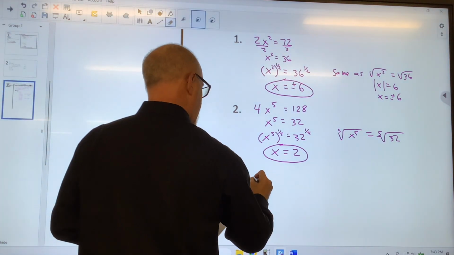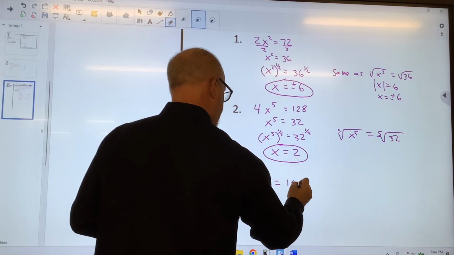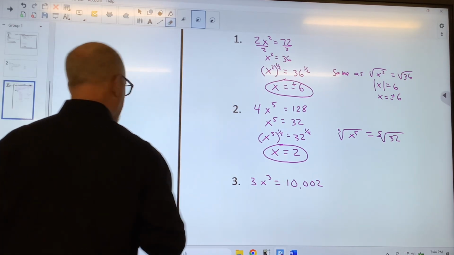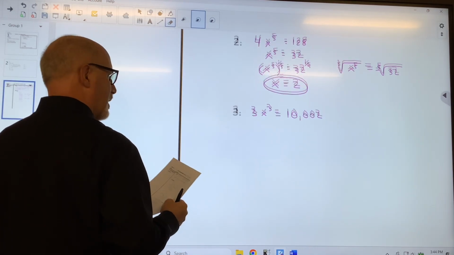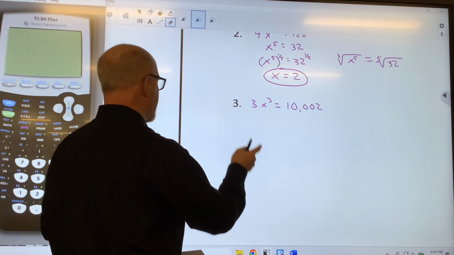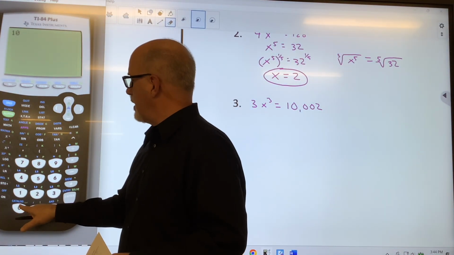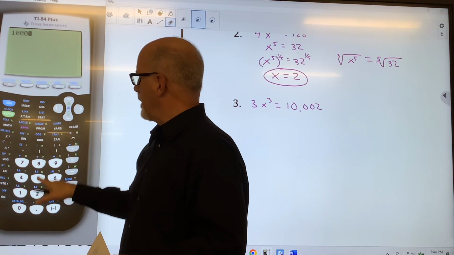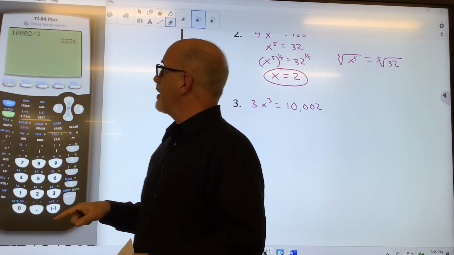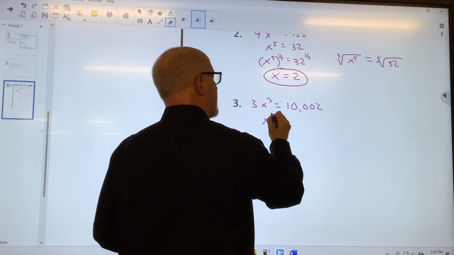All right, our last one here, we're going to have 3x to the 3rd equal to 10,002. On this one, I'm going to be using a calculator to help me. So the first step is I'm going to divide both sides by 3. So I'm going to take this 10,002 and divide it by 3, and you get 3,334. So x cubed is going to equal 3,334.